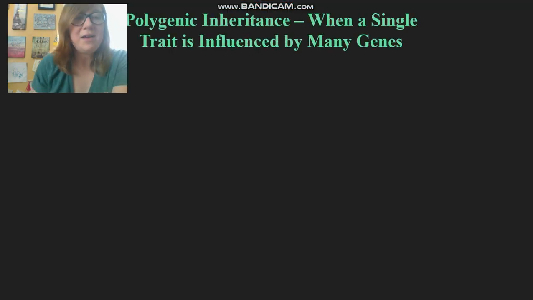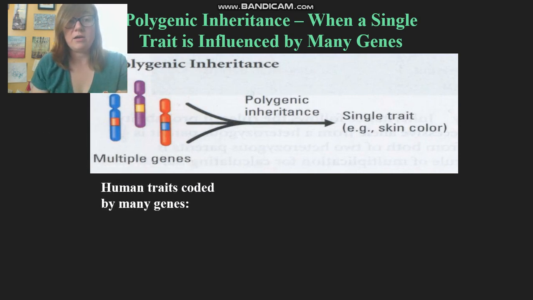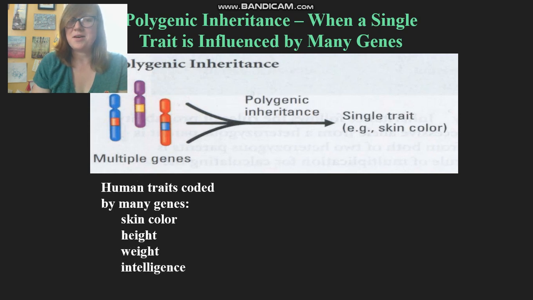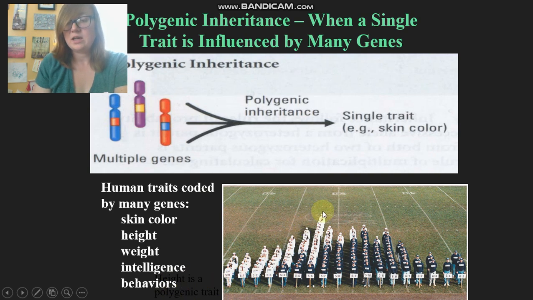Okay. Polygenic inheritance. This is where you have one trait influenced by many genes. So what are examples? Your skin color, your eye color, your hair color, your height. So this last one on there I kept on there, but intelligence, there's a lot of things that affect what you might consider intelligence. So just take that with a grain of salt. Your behavior. So these are people lined up by height. It's kind of faded out here, but it says height is a polygenic trait.